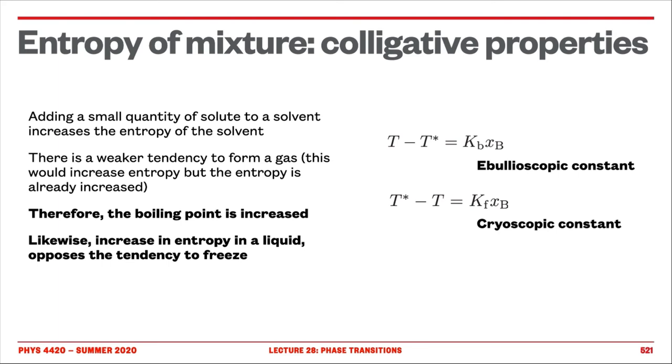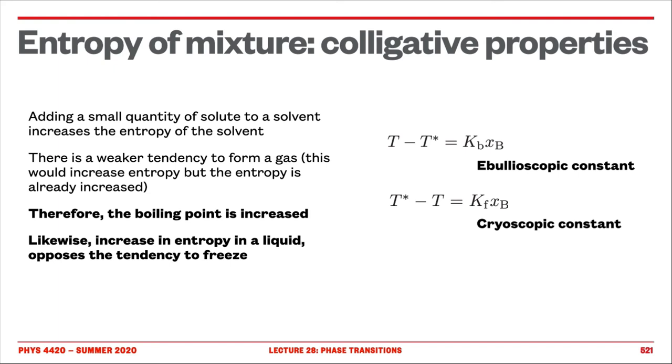And you have the same effect when you look at the freezing temperature. So, for example, for a liquid, if you increase the entropy in a liquid, and again by adding salt in the liquid, it will be more difficult for it to freeze. So we'll have to go to lower temperature, simply because the entropy is much larger, so therefore that phase is stabilized, if you will.